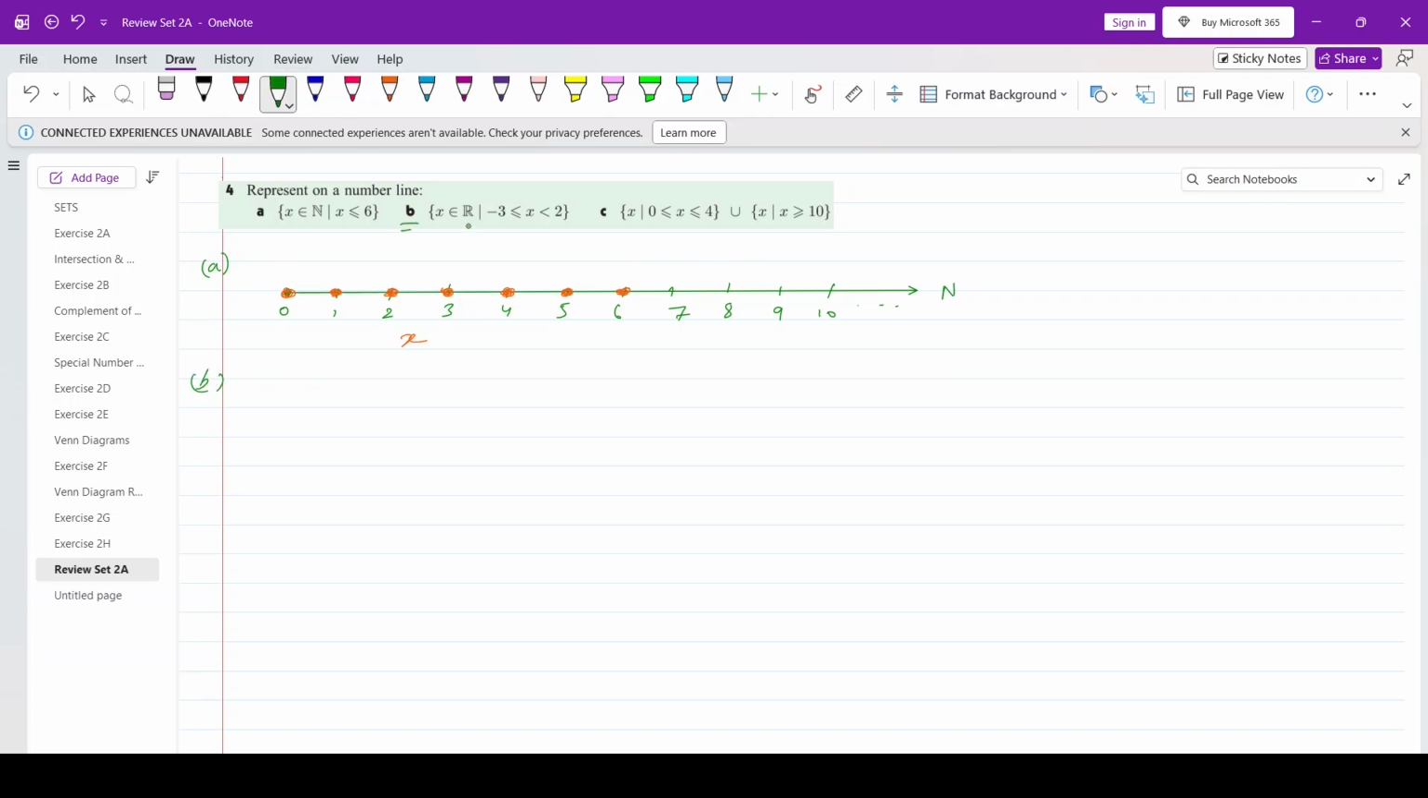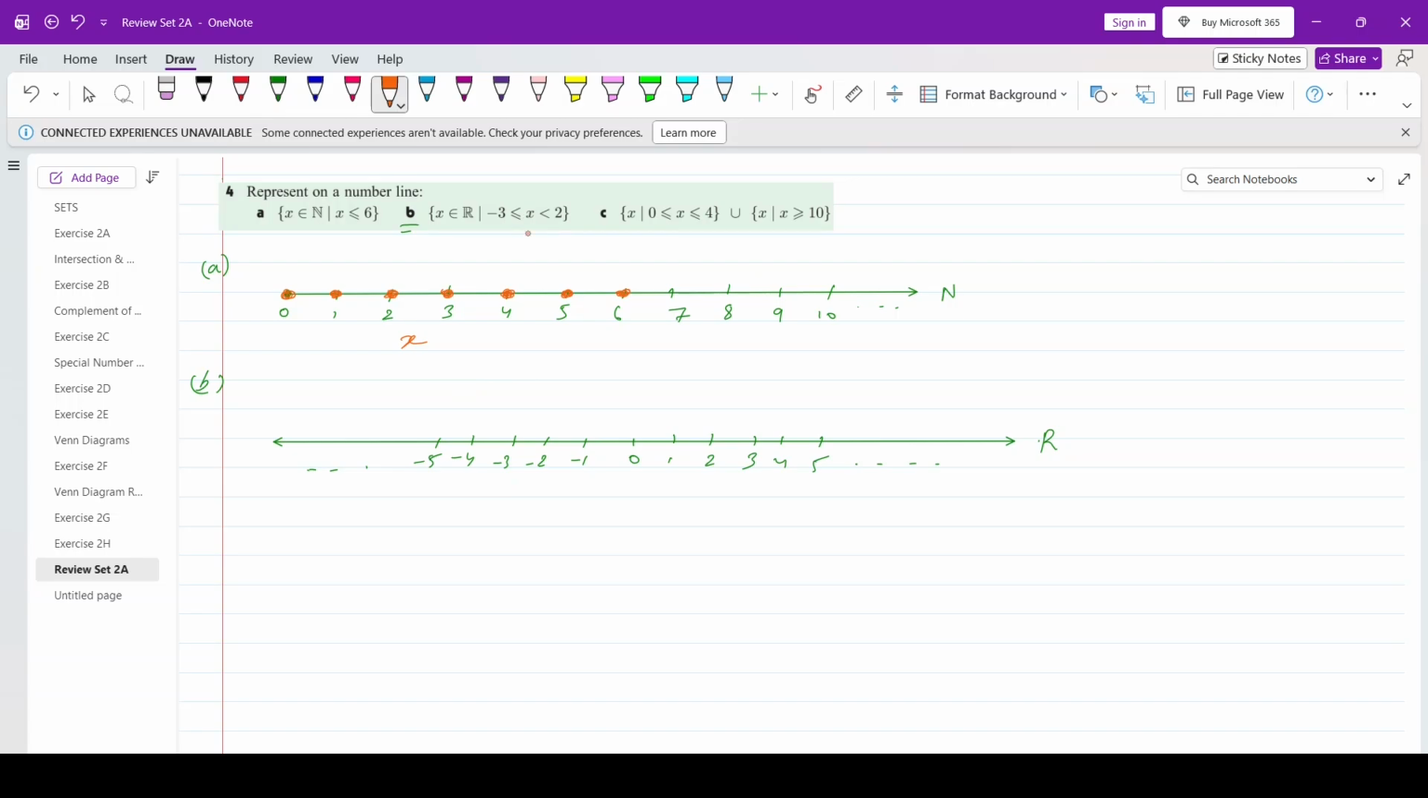Part B says X is an element of real numbers such that X is greater than or equal to -3 and less than 2. Now this X is between -3 and 2. So -3 is here, and this circle has to be filled because -3 is included. +2 is here. This circle needs to be empty because +2 is not included, and this line is our X.